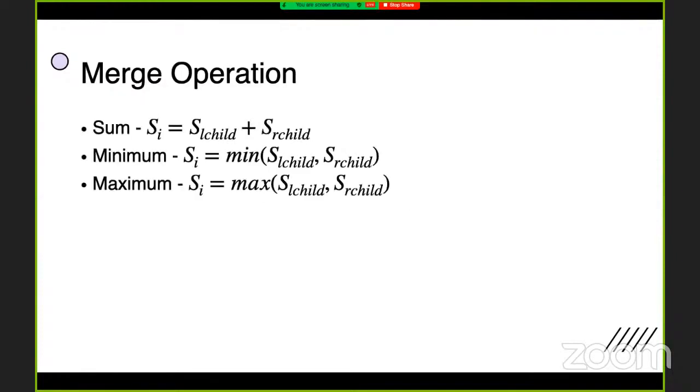So we can see for sum, the merge operation is that Si is basically the value stored at segment tree at the ith location. So Si can be the sum of the left child and the right child. In a segment tree where we need to find the minimum in a range, Si can store the minimum of the left child and right child, and in a segment tree where we need to store the maximum of a range, Si can store the maximum of the left child and right child, right?